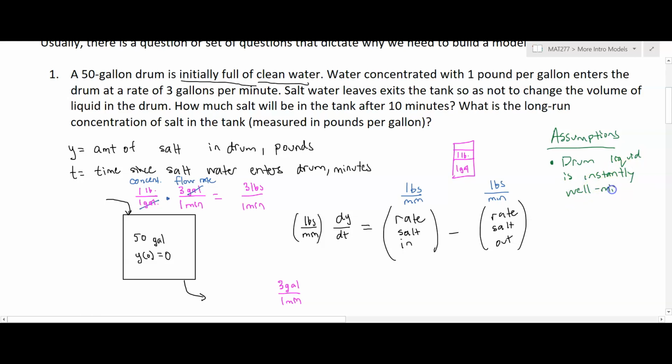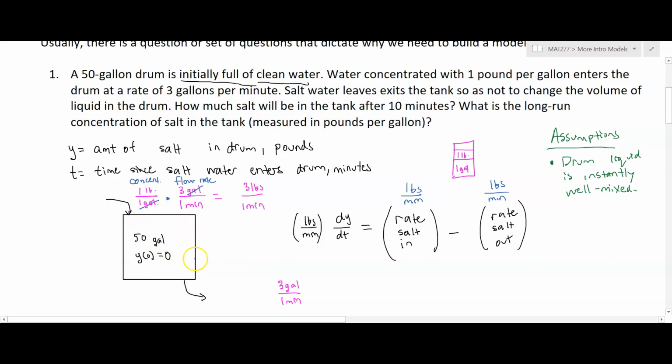And what we mean by that is basically imagine or pretend that you have some sort of propeller in here that just continuously mixes the salt with the water. So you don't have pockets or patches in here where, let's say, all the salt condenses in this corner and nothing's inside. We're assuming that the second that salt comes in, it's instantly well mixed with everything in there.